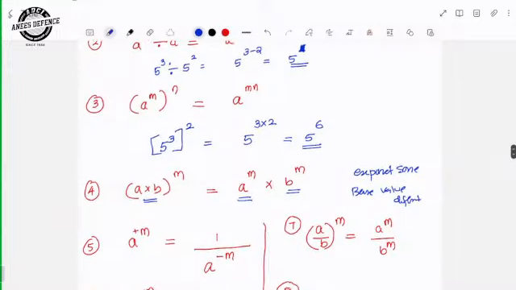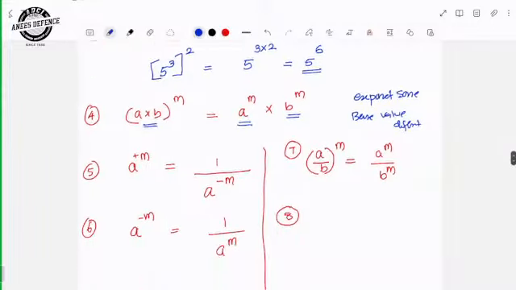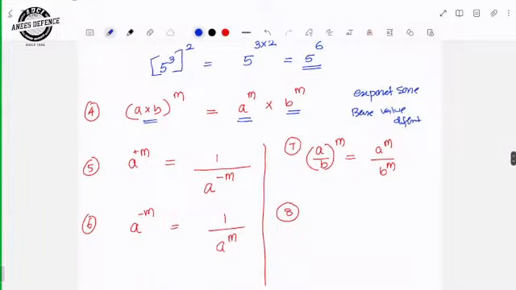Then ab, the whole raised to m. Here the exponent m can be given to both a and b, so this will become a raised to m into b raised to m. Then one of the most important things: a raised to plus m, if you are taking it into the denominator, it will become 1 by a raised to minus m. If the numerator is a raised to minus m, that can be taken to the denominator as a raised to m.